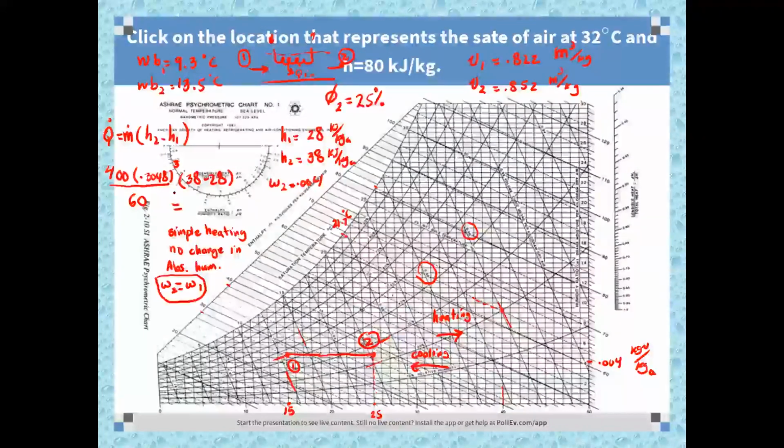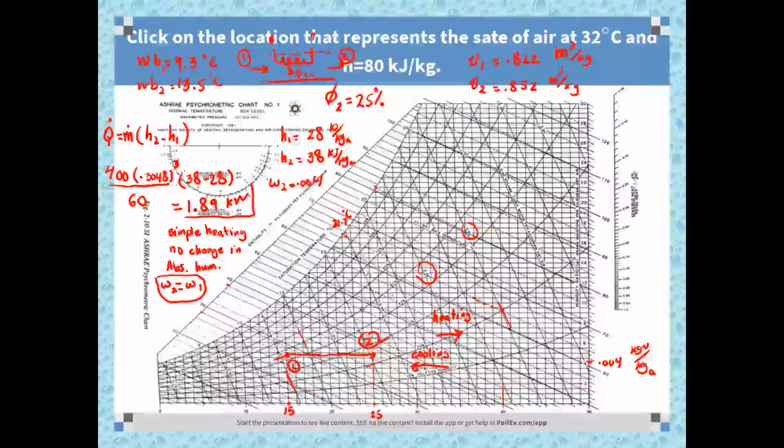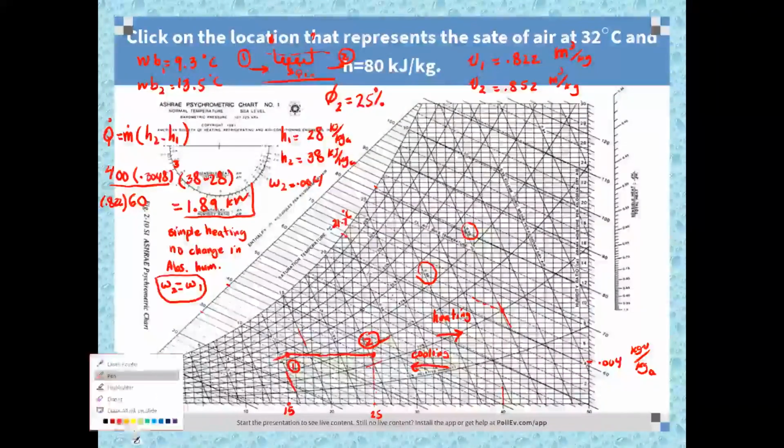What is the answer to this? Correct me if I'm wrong. I got 1.89 kilowatts. Can someone confirm? Okay, good. So you gave us the volumetric flow rate, that's the 400, which is cubic feet per minute. Wouldn't we need to divide it by the specific volume to actually get the mass flow rate? Oh, yeah. You're right. We forgot to divide by specific volume, which is 0.822. That was a good point, thanks. Let me correct the answer.